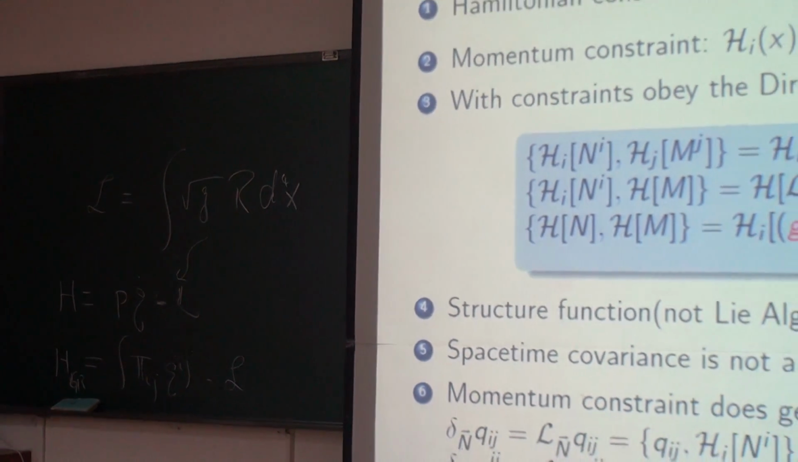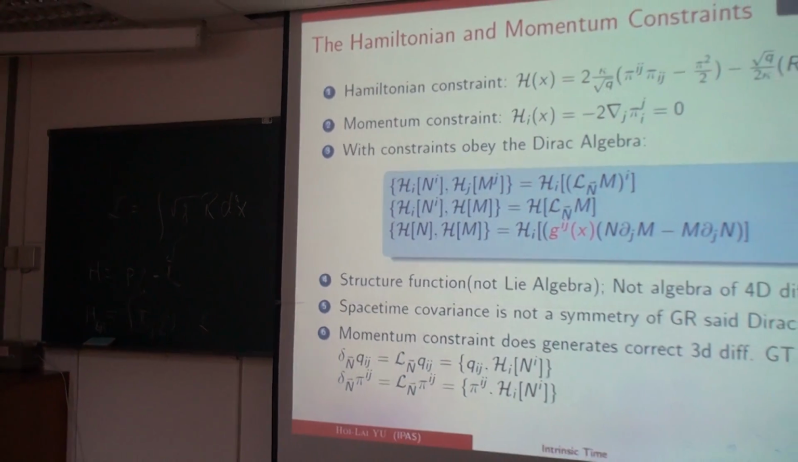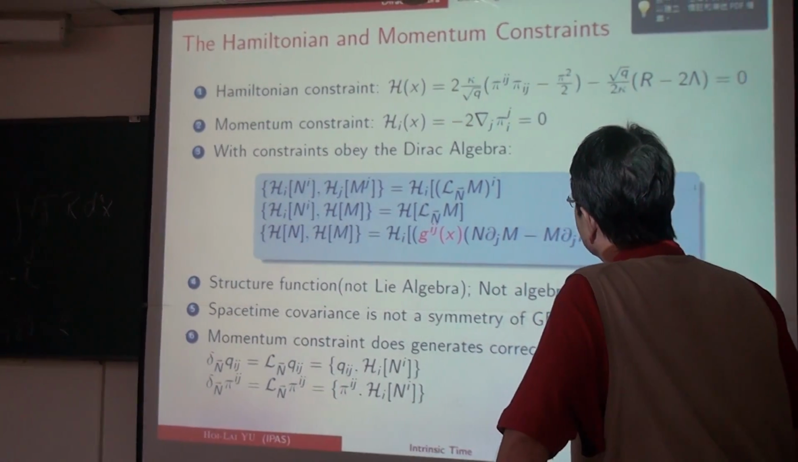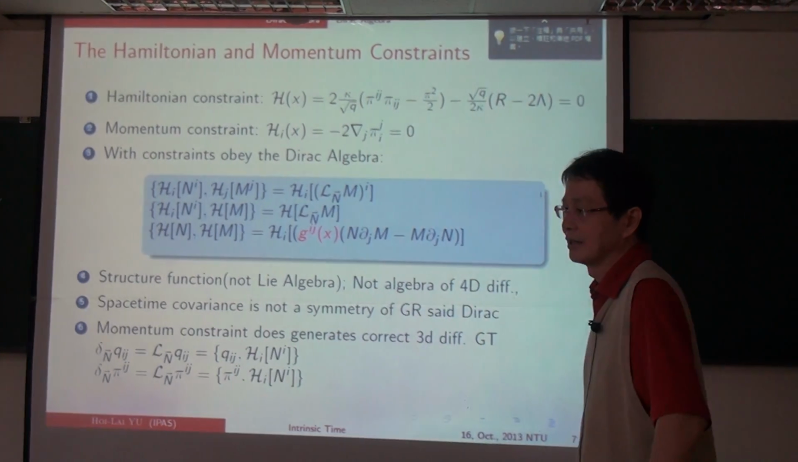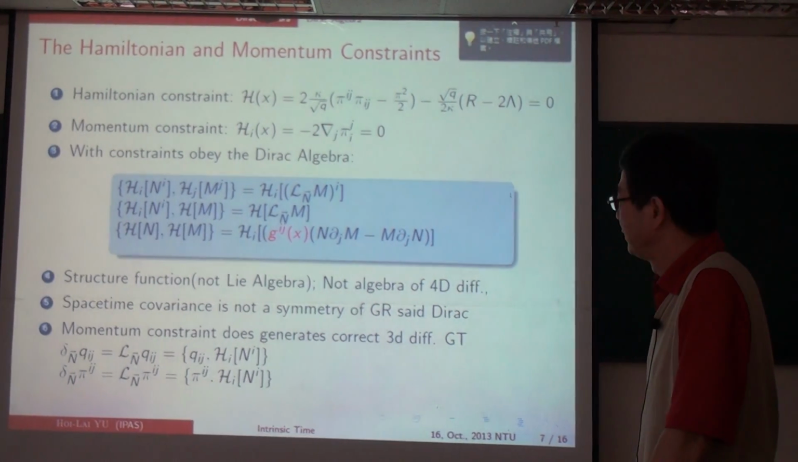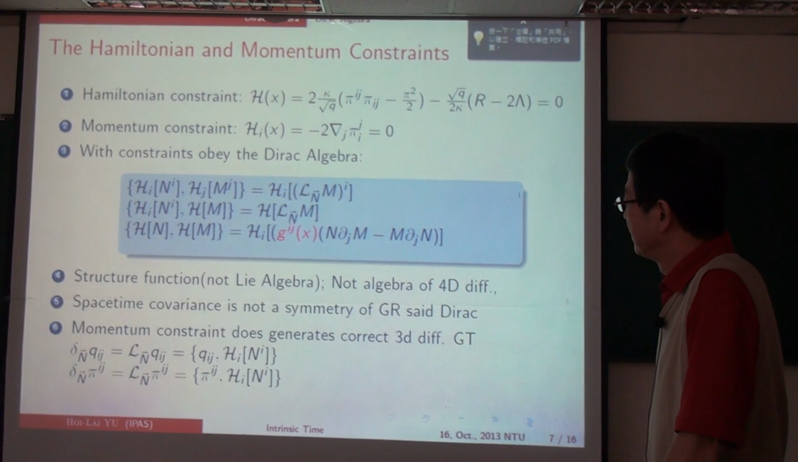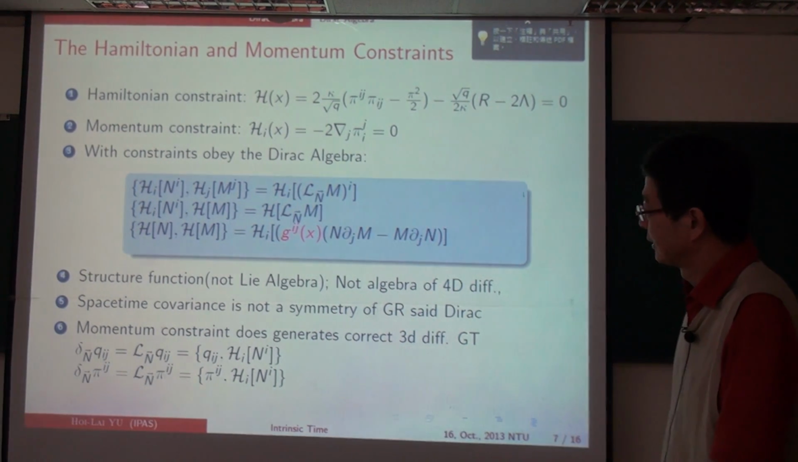Anyway, finally. Question: just to make myself clear, your ij here run from 1 to 3? Well, ij from 1 to 3, yes, space. So how did you choose time? Because you have a hypersurface, but then there's a unique time now.